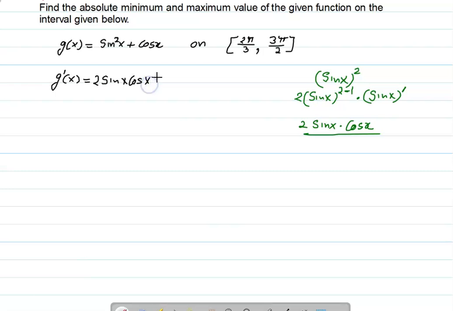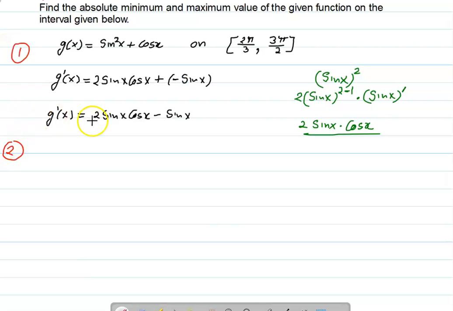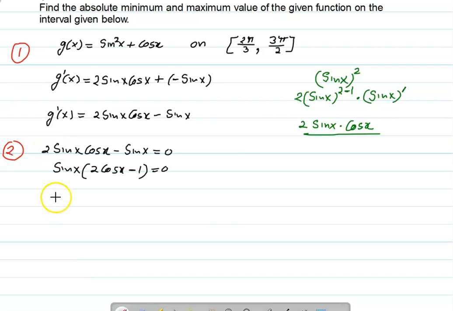Two sin x cos x plus the derivative of cos x, which is negative sin x. This was step 1. Step 2 is we set this derivative equal to 0. After factoring, using the zero product rule, set each factor equal to 0 and solve for x. We know that sin x is 0 at 0, pi, 2 pi, each multiple of pi. But here we use only pi because on the given interval only pi lies.